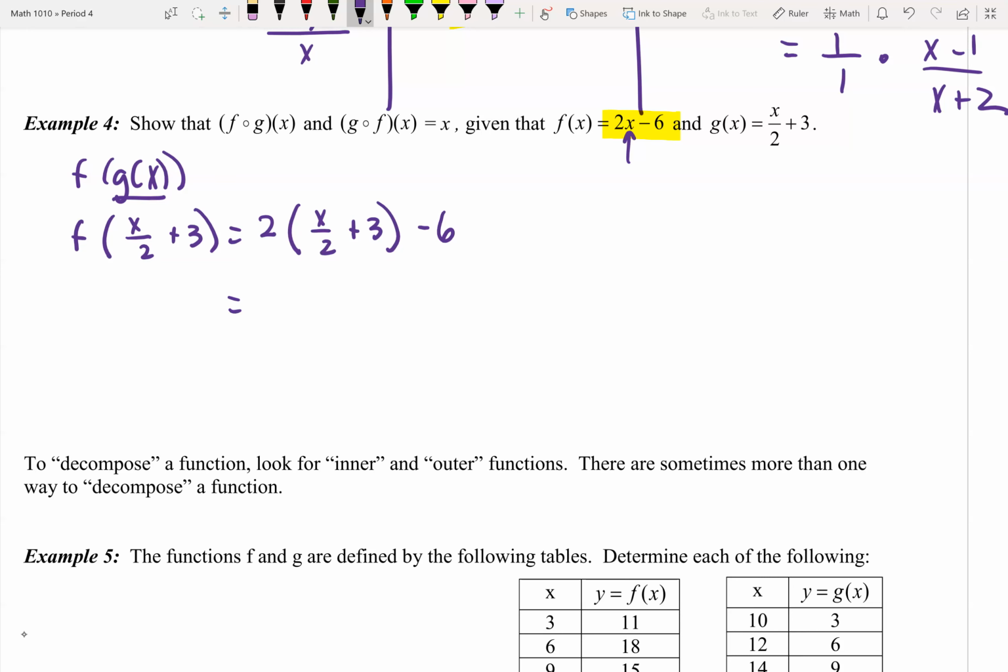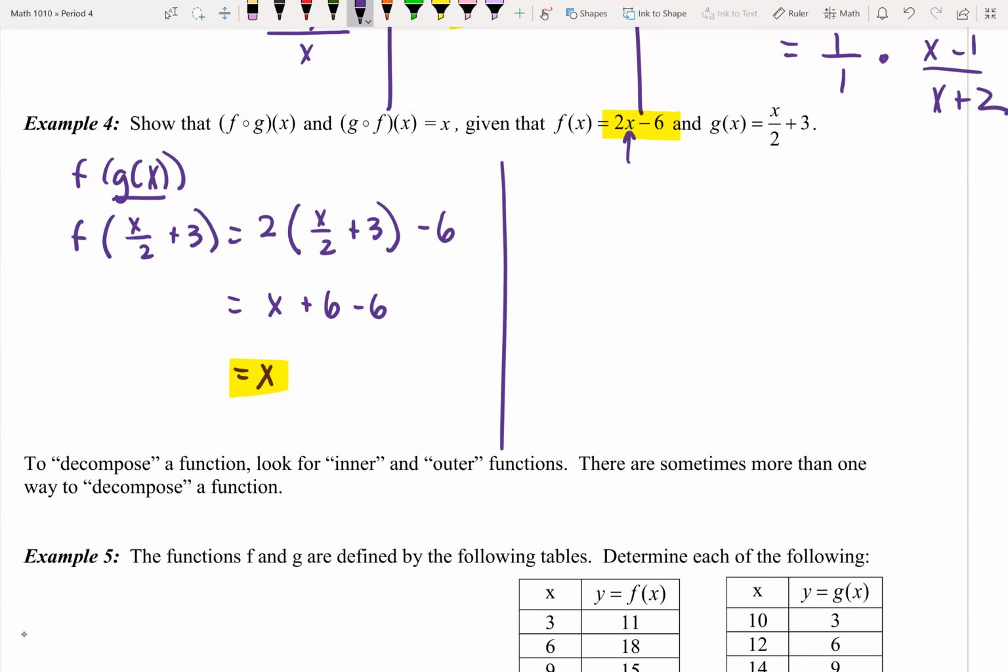Distribute the 2. Can anybody tell me what 2 multiplied by x over 2 is? Do you know what that is? It is an x. Yeah, the 2's cancel. So that's just an x. And then 2 times 3 is a 6 minus 6. 6 minus 6 goes away. I get an x, and I'm done. That's it.